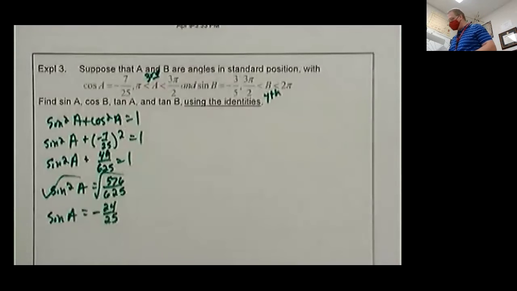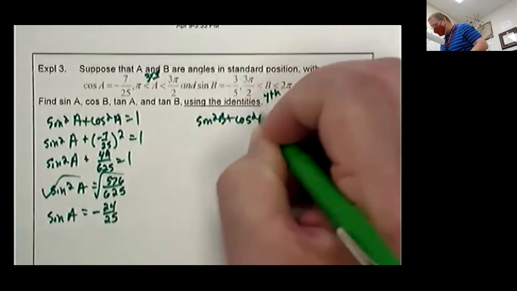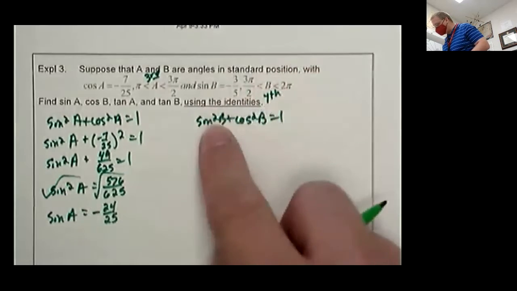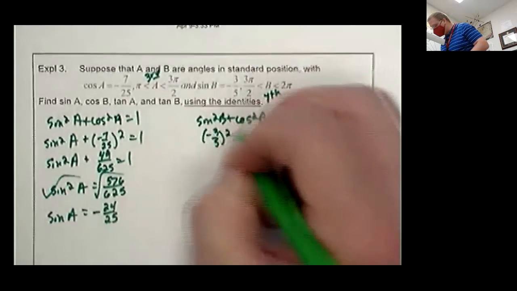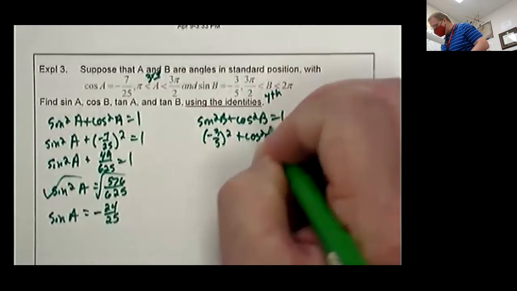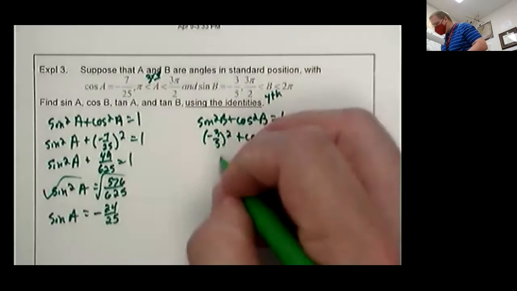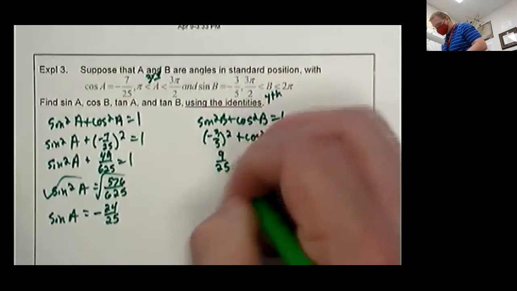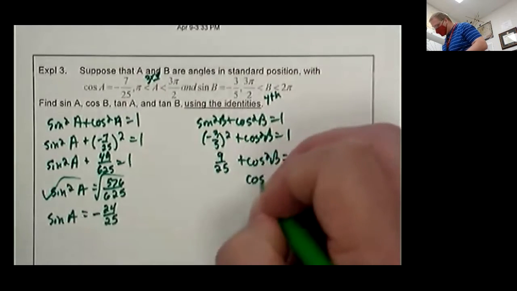Now let's look at our B. We already know sine of B, we want to find cosine. So we're going to look at sine squared B plus cosine squared B is equal to 1. We already know sine is negative 3/5. So negative 3/5 squared plus cosine squared B is equal to 1. Negative 3/5 squared is 9/25 plus cosine squared B is equal to 1.